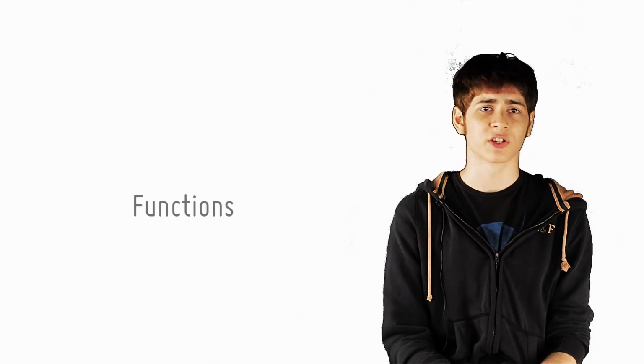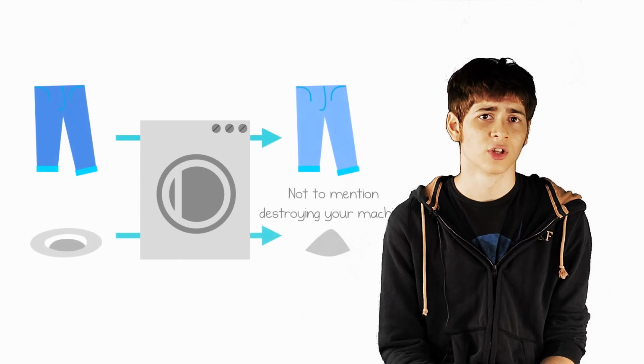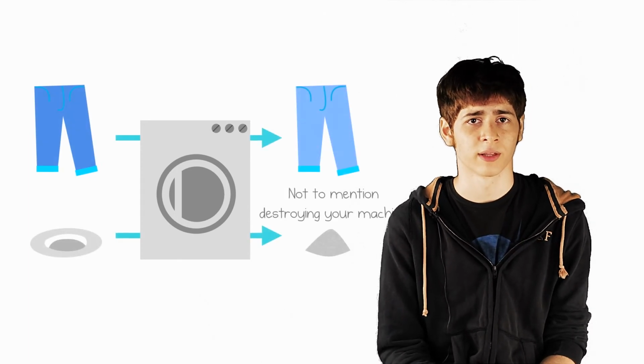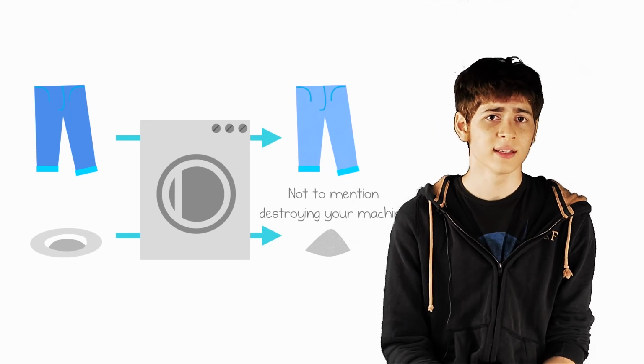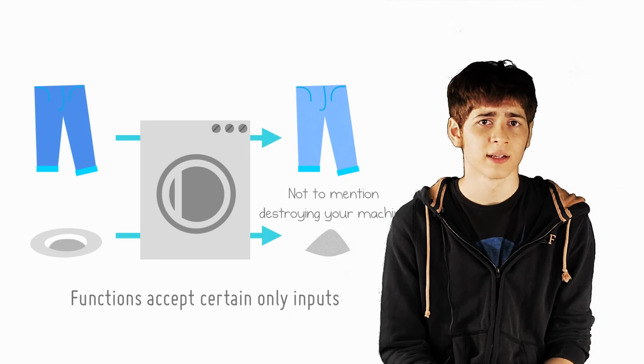To put it simply, a function is like a machine. Take for example the washing machine that you have. It washes clothes, it doesn't wash dishes. Though while you certainly could try, you would end up with some pretty bad results. This exhibits the first property of functions, that they only accept certain input.